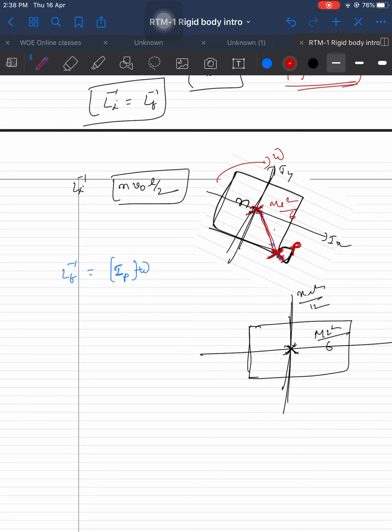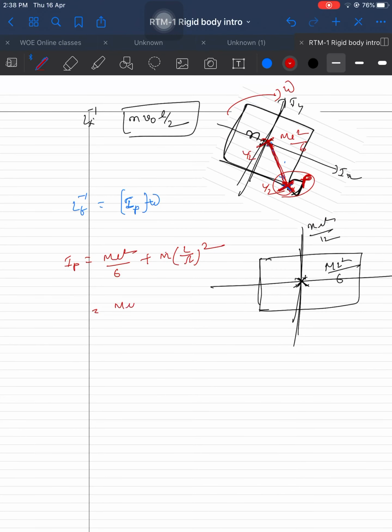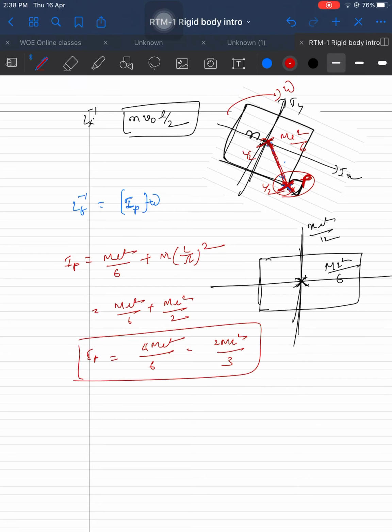IP is equal to m L square by 6 plus m times the distance squared. The distance from here is L by 2 and L by 2, so the square root of L by 2 squared plus L by 2 squared gives L by root 2. So m into L by root 2 whole square. m L square by 6 plus m L square by 2 is equal to 4 m L square by 6, or 2 m L square by 3. This is the final moment of inertia.